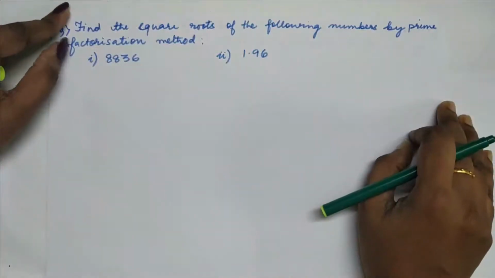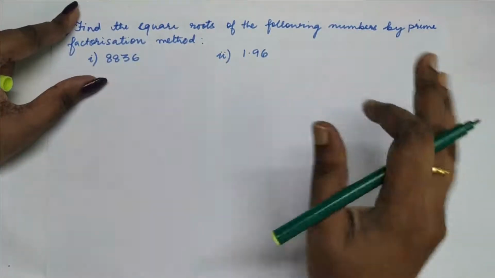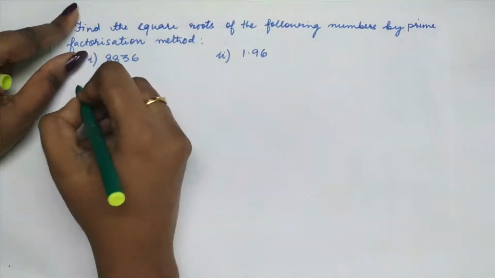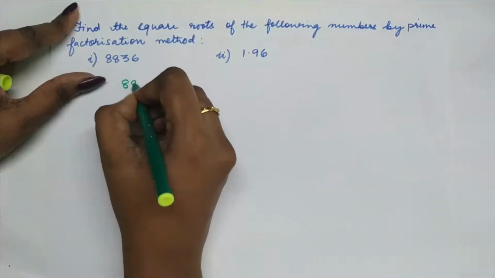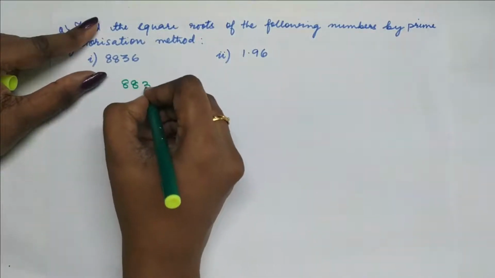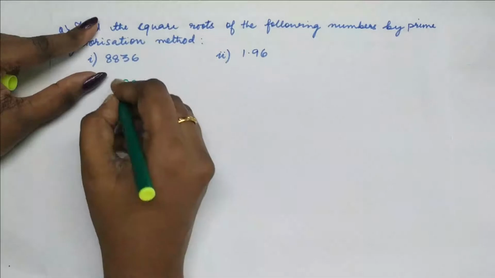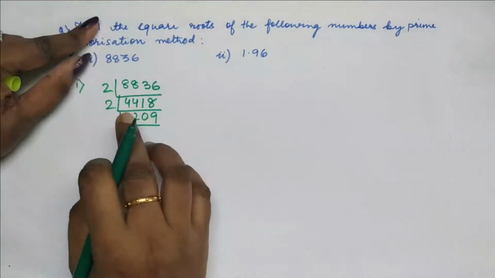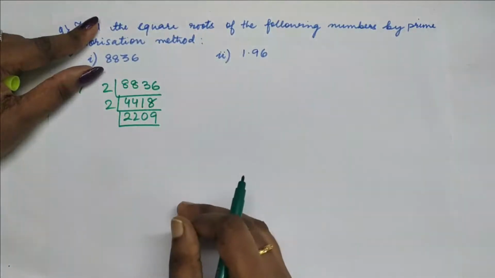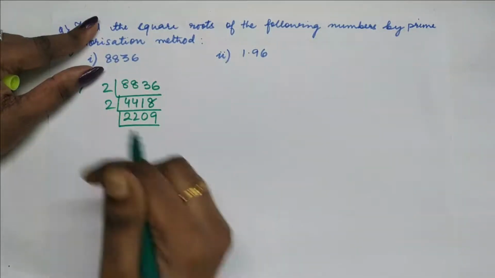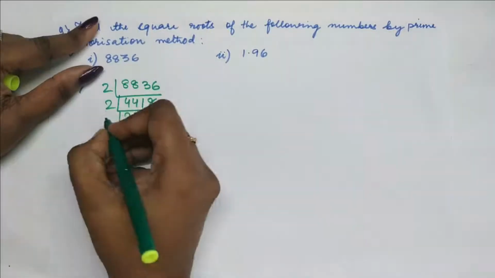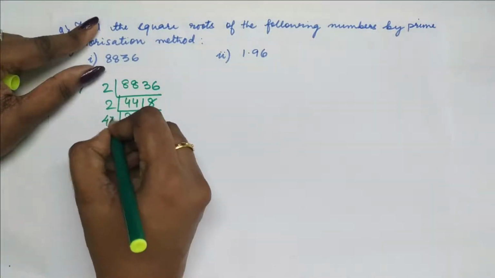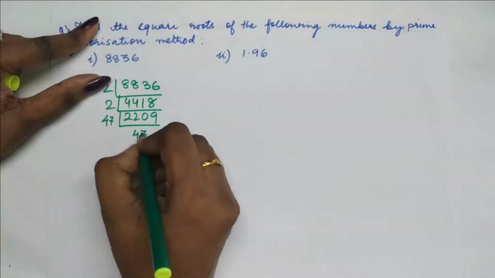Let us take these questions to understand how to use the prime factorization method. I've taken a normal number and a decimal number. So for the first one, 8,836, the last number is even, so you can start with 2. So 2209, this is not divisible by 3, so you have to keep checking which number will divide it. So try out all the odd numbers. If you know squares till 50, it will make your work easy. So this is 47, 47s are 2209.